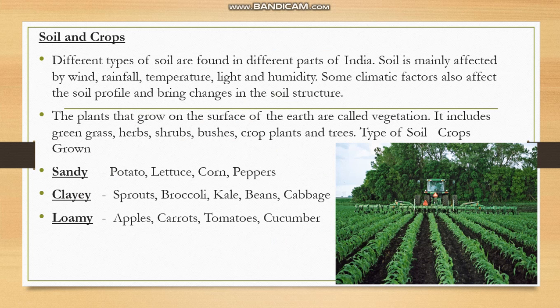The type of crops that will grow in the soil depends on these factors as well as the properties of the soil. In sandy soil, the crops grown are potato, lettuce, corn, peppers. In clayey soil, crops grown are sprouts, broccoli, beans, cabbage, kale, etc. In loamy soil, the crops grown are apples, carrots, tomatoes, cucumber, etc. So these are the soils and the crops.